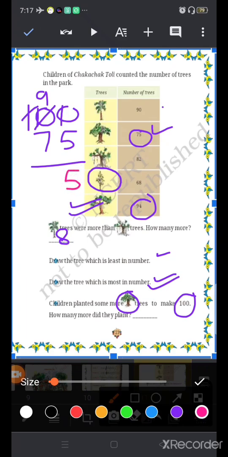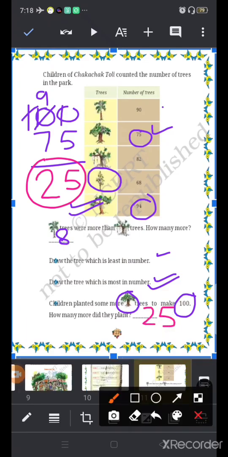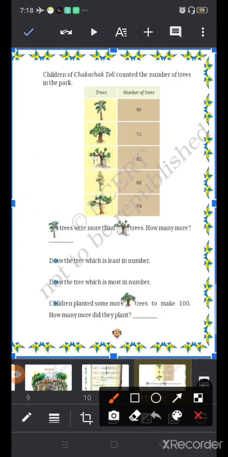Now 9 minus 7. After 7, we'll count up to 9. Start counting. After 7, 8, 9. How many finger parts have we counted? 2. So we'll write here 2. So what is our answer? 25. So how many more did they plant? They planted how many? 25. Our answer is 25. Okay, here you will write 8 and here you will write 25. Okay.